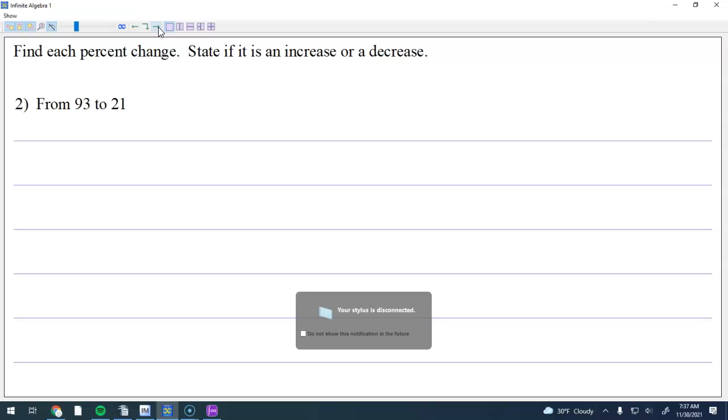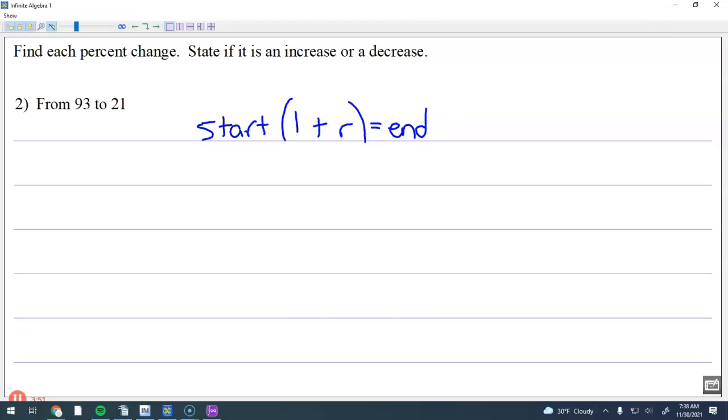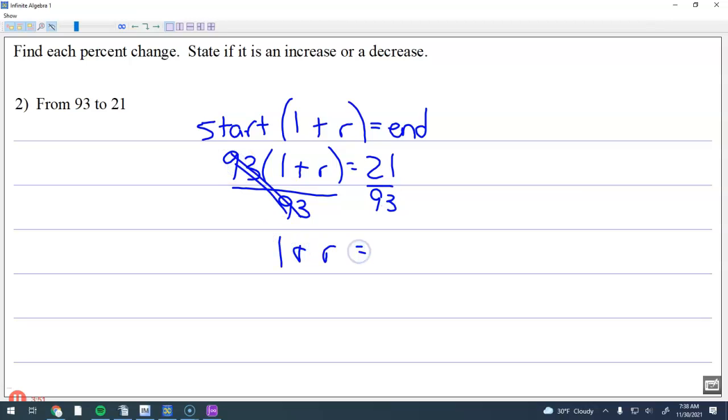Alright, so again I want to see this formula every time. I know that's annoying. I just don't care. Start times 1 plus r equals end. So we started at 93, times 1 plus r equals 21. Again, I think the easiest thing to do from here is divide by 93. I know that's a little earlier than we usually do it, but I'm just trying to get the 1 plus r by itself. 21 divided by 93.